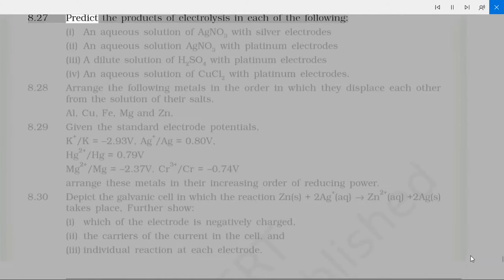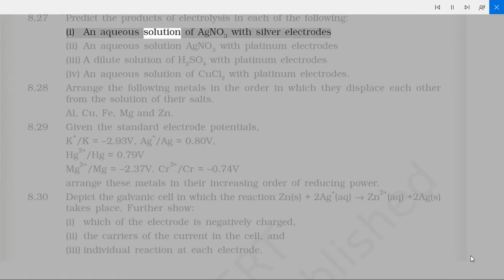8.27 Predict the products of electrolysis in each of the following. 1. An aqueous solution of AgNO3 with silver electrodes. 2. An aqueous solution of AgNO3 with platinum electrodes. 3. A dilute solution of H2SO4 with platinum electrodes. 4. An aqueous solution of CuCl2 with platinum electrodes.